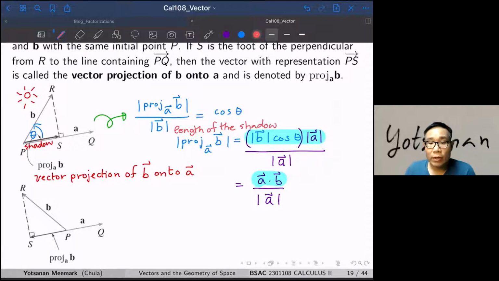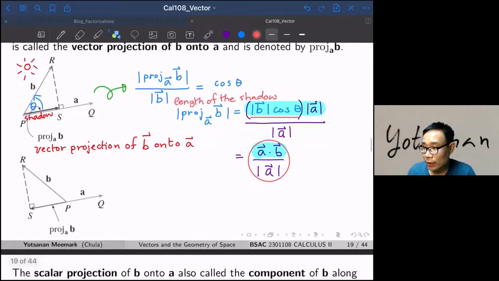So the length of the shadow turns out to be equal to this number, norm B cos theta, or another way to write it is just A dot B over norm A. So that will be the length of the shadow.